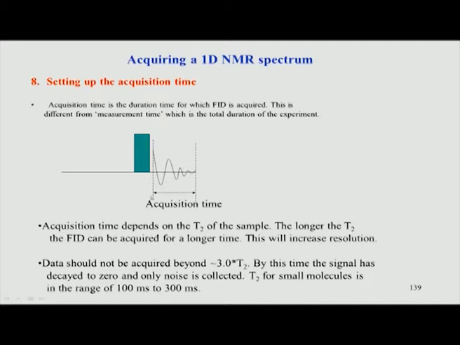So, how long should the time taken be? This is typically about 3 times the T2, because after 3 times the T2 the signal has gone almost completely to 0. This can be shown mathematically, which I will derive here. The intensity of this FID is equal to I0 into cosine of the frequency, that is the oscillation, time dependent, into e to the power minus t by T2.